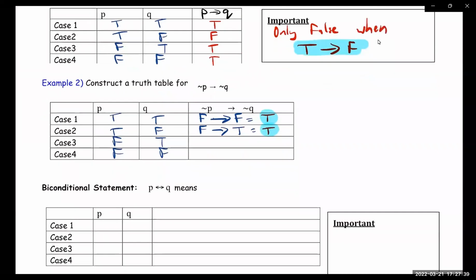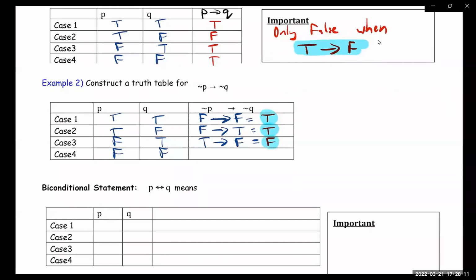All right, the next one is going to be not P, which is true, right? Conditional. Not Q would be the opposite of T, which is false. And this is going to be a false statement because I promised something and I failed to deliver. That's a broken promise. That's an F for false.